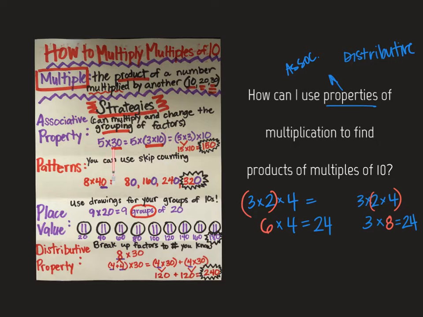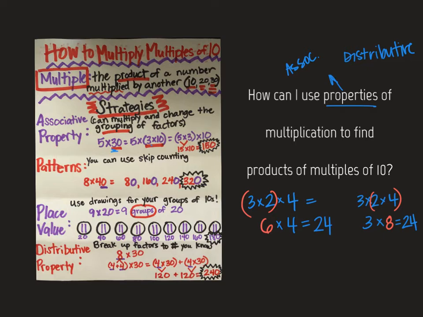So when we're talking about multiples of 10, for example, 5 times 30, you can think 30 is the same thing as 3 times 10. So when I multiply, I would do 5 times 3 times 10. I can group together 5 times 3, and that gives me 15. And then I can multiply that by 10, and I get 150. Or I can multiply 3 times 10, which would be the same thing as 30, and multiply it by 5. So that's just one strategy that you guys are going to be practicing today using that associative property.